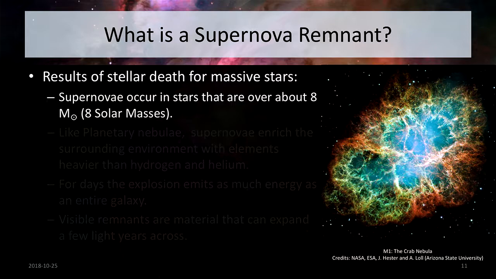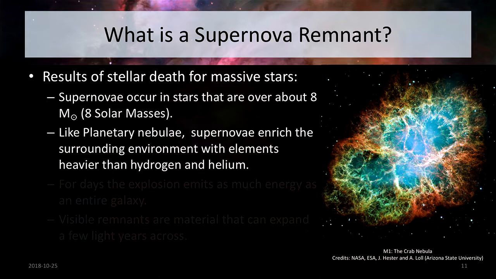And as I mentioned, they come from stars that are over 8 times the mass of the Sun, give or take a little bit. And like planetary nebula, they are a great source of phenomenal materials to build new worlds with and make sure we're here. So it's good to have these things going on. You just don't want to be right nearby when they go off.